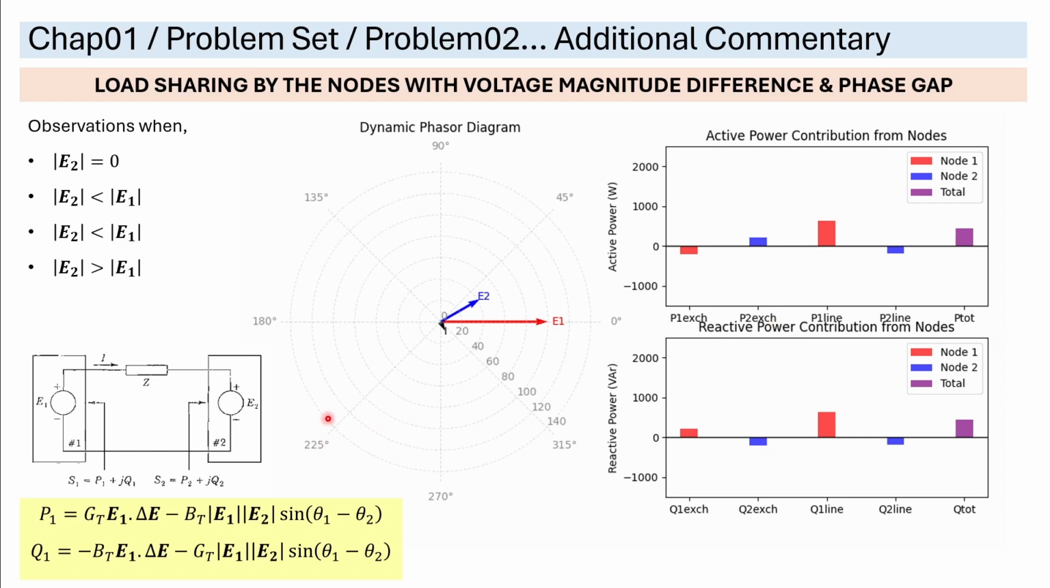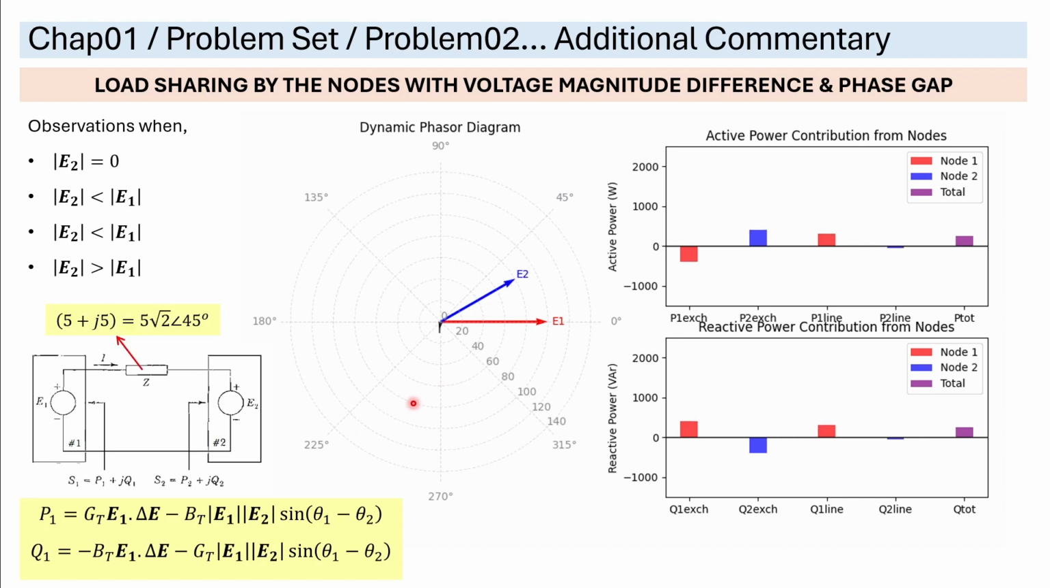Let's walk through this animation to visualize the power contribution behavior at the nodes we just discussed. Here is a well-known circuit, two voltage sources at nodes 1 and 2 connected via a tie line with finite impedance. Also shown is the associated phasor diagram depicting node voltages E1 and E2 and tie line current I.